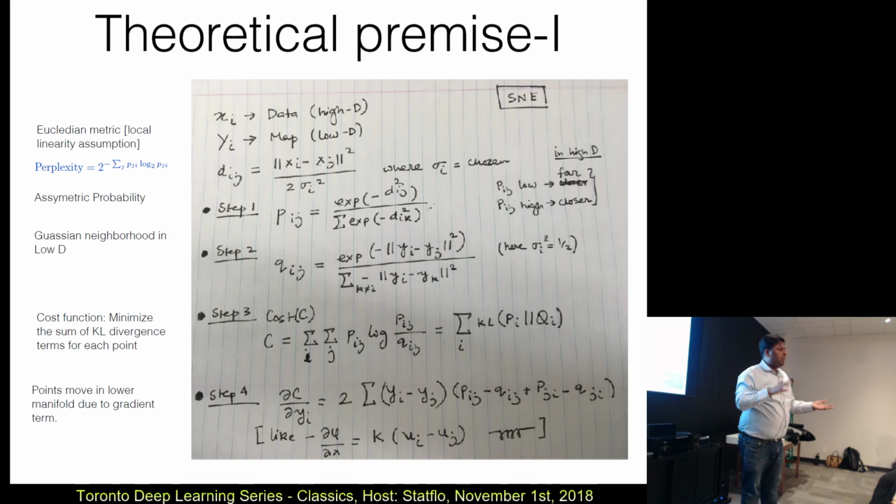If you read the paper, there's a little typo there. They say 1 by square root is the variance, but variance is actually half. Well, I think what they meant is the standard deviation is 1 by square root. But that's fine. So now you have cooked up two distribution functions, one in a high dimension, another in low dimension. Now step 3 is to create a cost function, which is basically trying to make these two distributions as similar as possible.